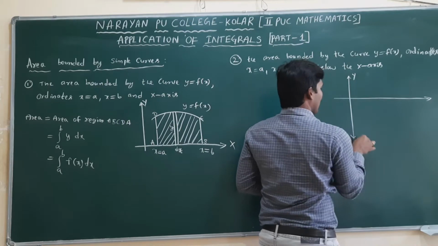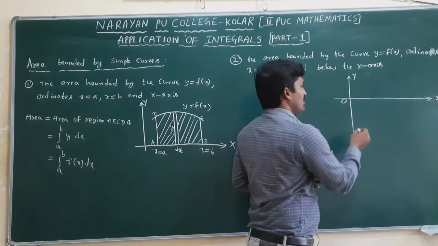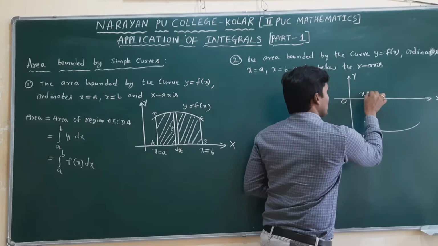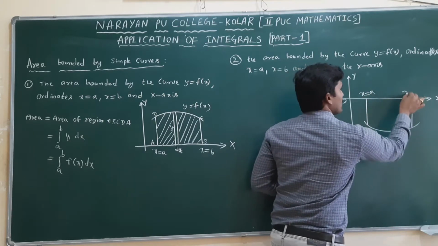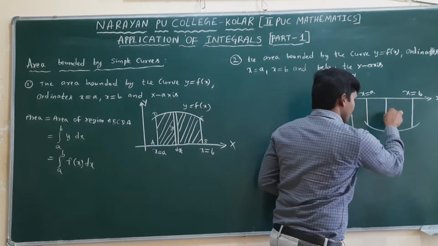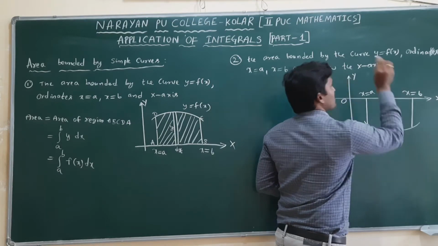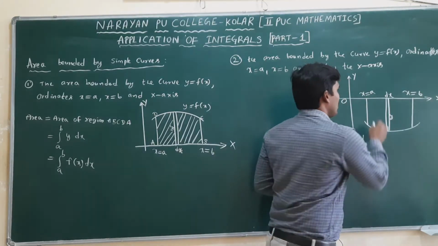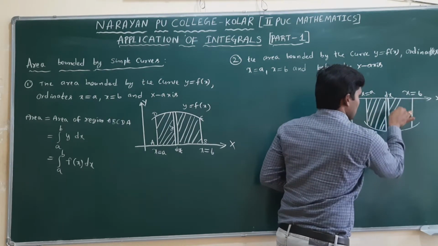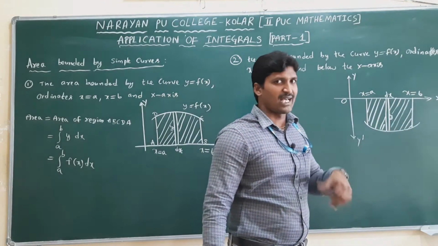So this is y and here y dash, x. This is the origin point. The curve is there below the x-axis, with the ordinates from x equal to a to x equal to b. In this, here also you will get a vertical strip. This is y and we are integrating with respect to x, that is dx we will take. When the region is below the x-axis, the value becomes negative, but the area of any region is always positive.